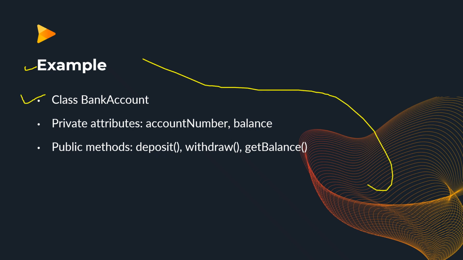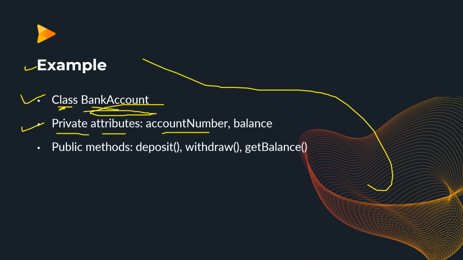First of all, we have created a class. Class is a keyword. We have seen in our previous video how to create a class. BankAccount is a class name, so we have created a class which is known as BankAccount. And we have to make our attributes private. So private attributes are account number.